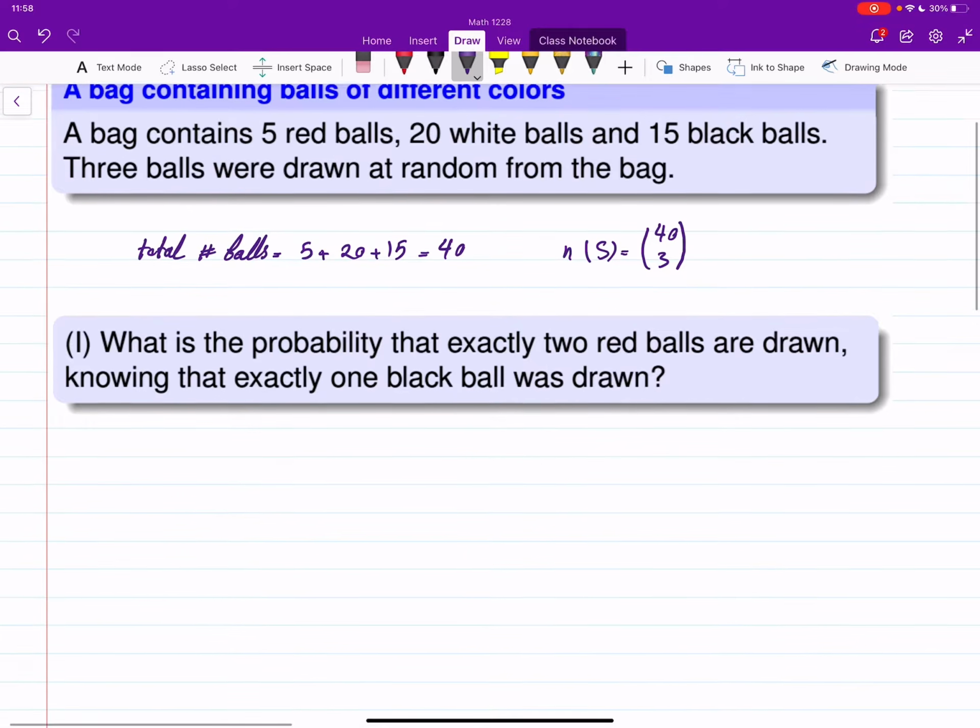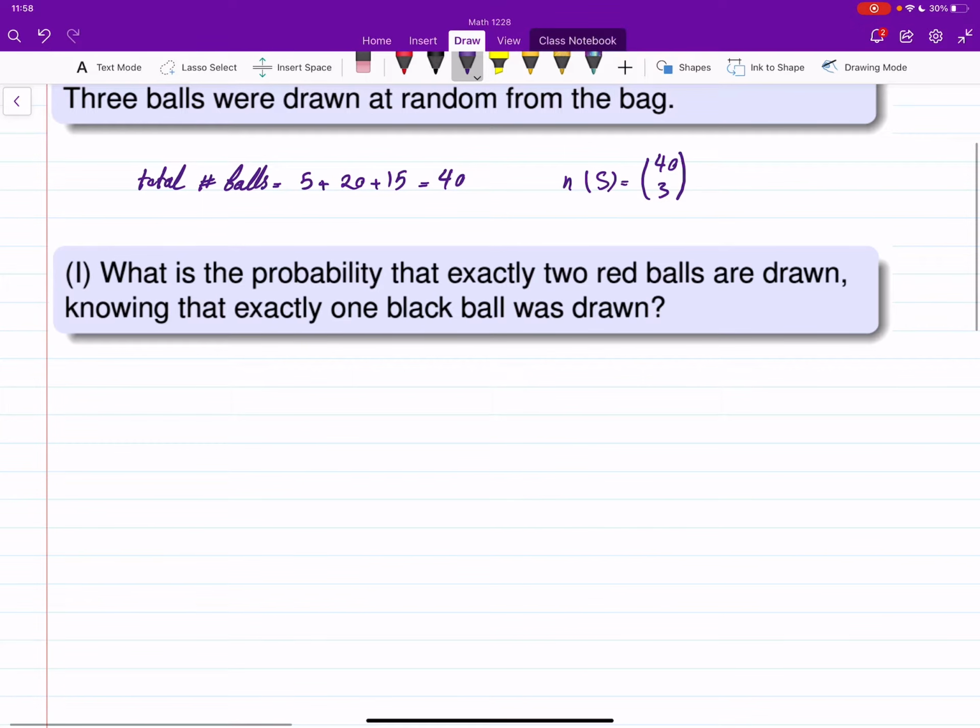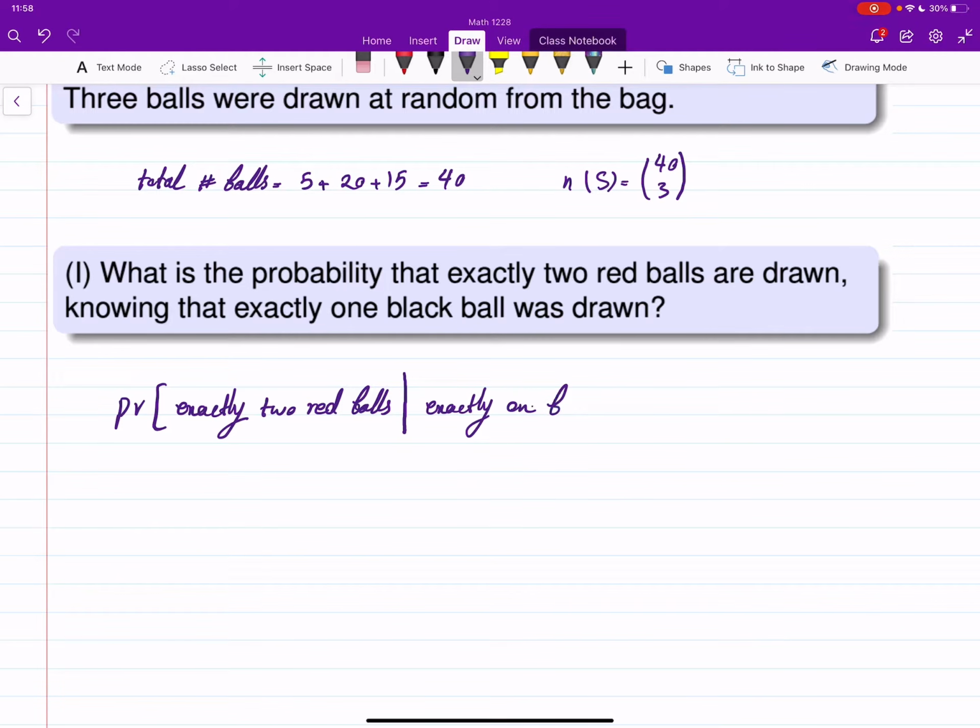Let's see what the first part of the question asks. What's the probability that exactly 2 red balls are drawn? So let me write this one. We are looking for the probability of exactly 2 red balls, given that, knowing that, someone told us, seeing the result, that exactly one black was drawn. Well, you can name these guys. So this one, I can write it as red, or this one as black.